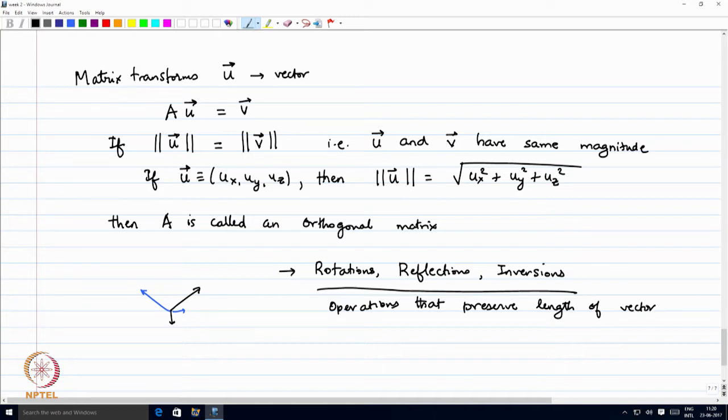Okay. Now there is another property of this orthogonal matrix which we will see, and in order to see that property, we will define something called an inverse of a matrix.